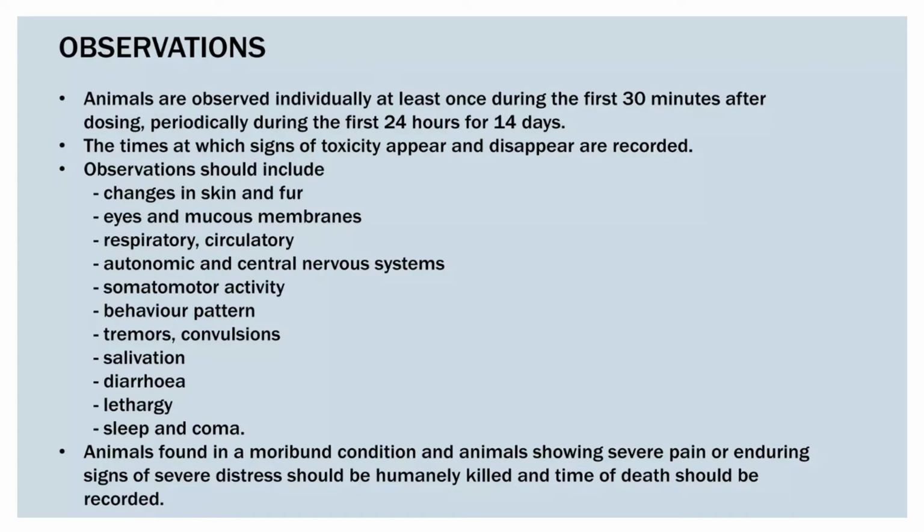The observations should include changes in skin and fur, eyes and mucous membrane, respiratory, circulatory, autonomic and central nervous systems, motor activities, behavior patterns, tremors, convulsions, salivation, diarrhea, lethargy, sleep and coma. Animals found in a morbid condition, animals showing severe pain and enduring signs of severe distress should be humanely killed and the time of death should be recorded.